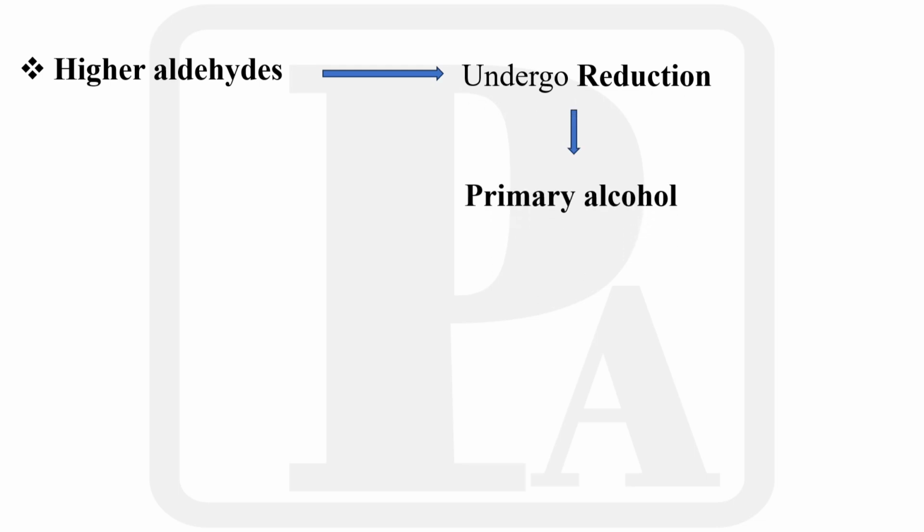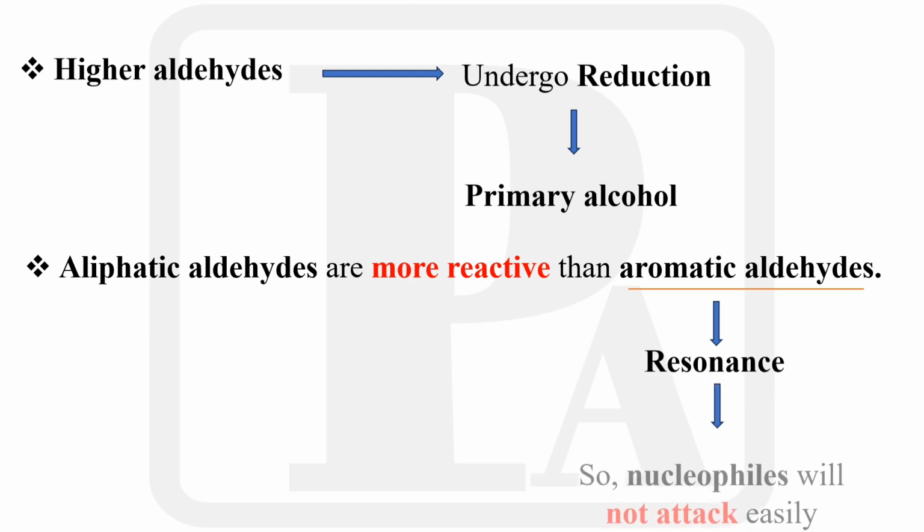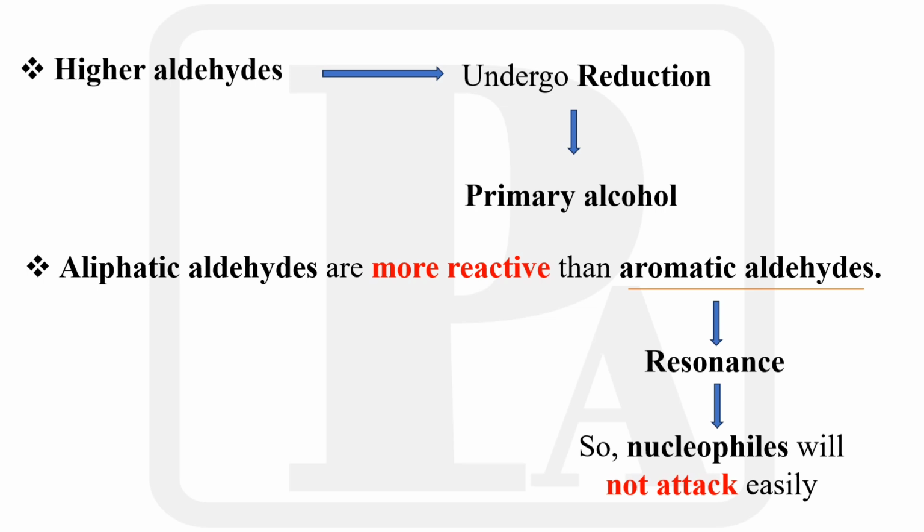So we have two types of aldehydes. One is an aliphatic aldehyde, another one is an aromatic aldehyde. Which is more reactive? Aliphatic aldehydes are more reactive than aromatic aldehydes. Why? Because the aromatic aldehydes have resonance structures. Because of the resonance, the nucleophiles will not attack easily. Whereas the aliphatic aldehydes do not have any resonance structure. That's why the nucleophiles will easily attack.